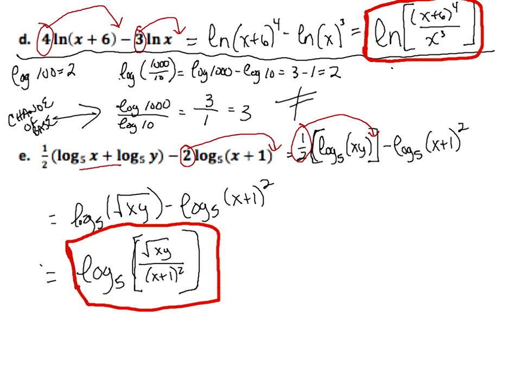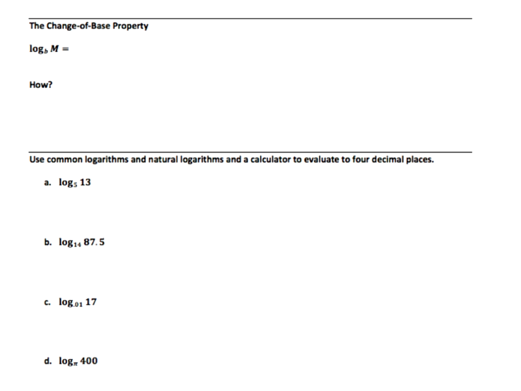All right. That's it for expanding and condensing. Now let's take a look at our change of base property. This is what allows us to do any logarithm in our calculator. Your calculator only works in base 10, common log, and base E, natural log. Let me go grab my calculator real quick.